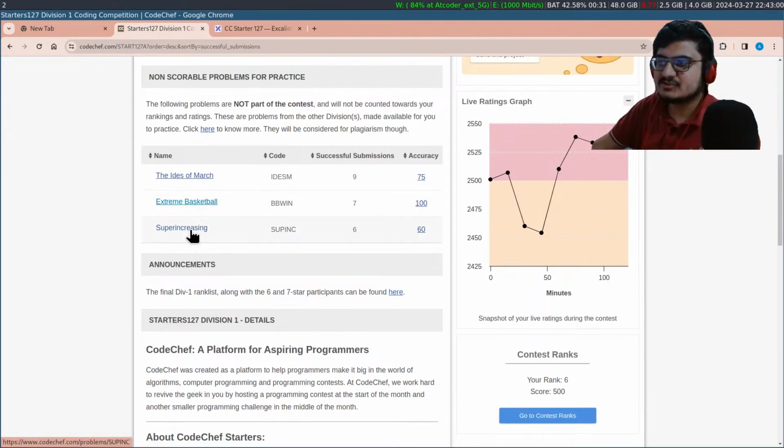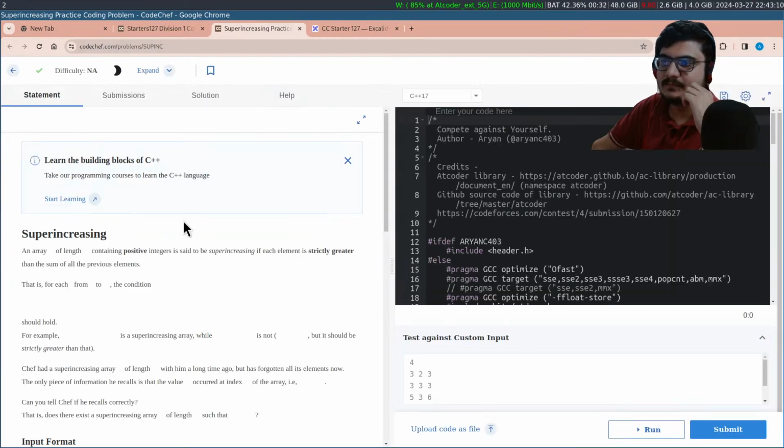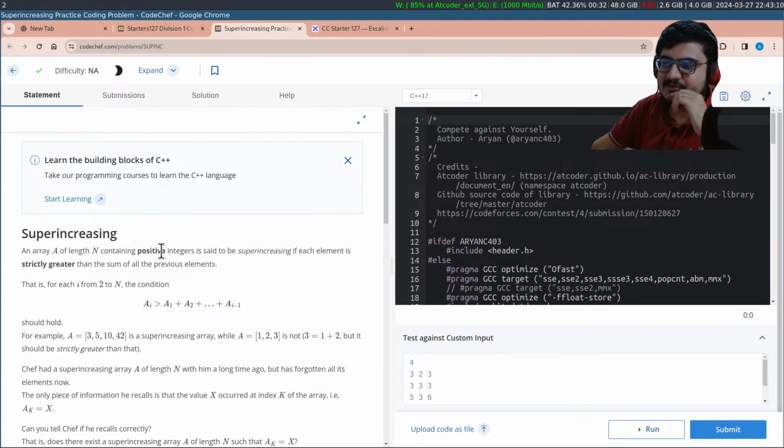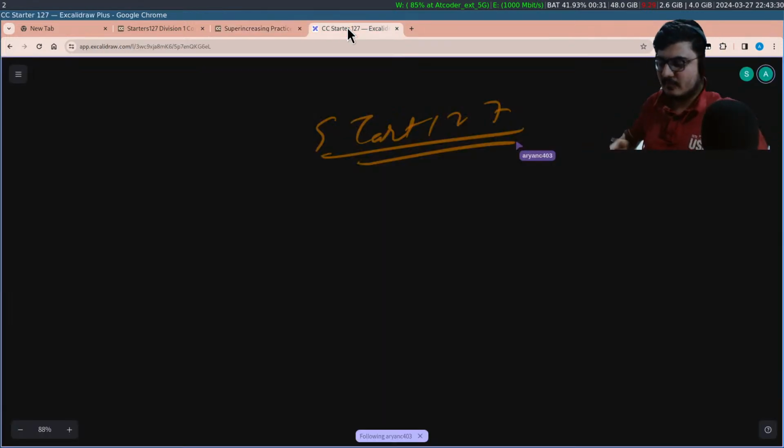So I will pretty much move to the next problem then. The next problem says super increasing. An array of length n containing positive integers is said to be super increasing if each element is strictly greater than the sum of the previous elements. For each i from 2 to n, the condition a_i should be greater than the sum of previous numbers should hold. For example, a equal to 3, 5, 10, 14 is a super increasing array, while 1, 3, 4 is not. Let's look at this example once.